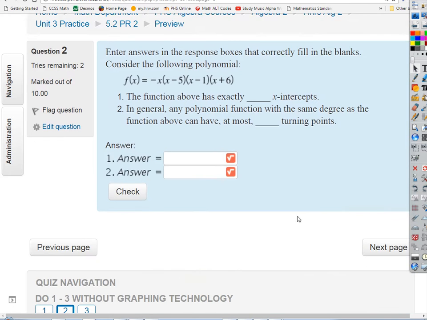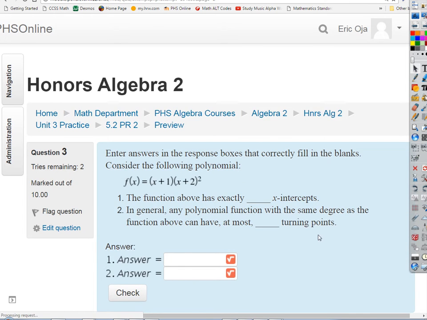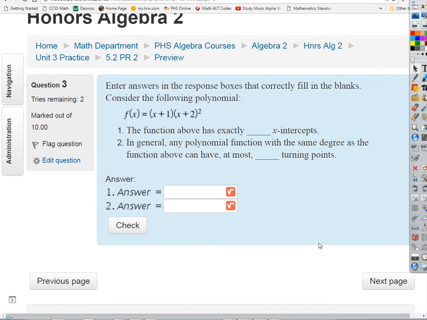Okay, how about that? Let's go one more. How about that guy? How many x-intercepts does it have? 2. What degree is that polynomial going to be? How am I going to know?